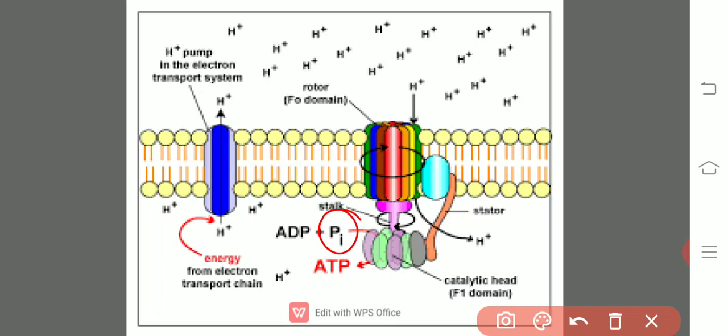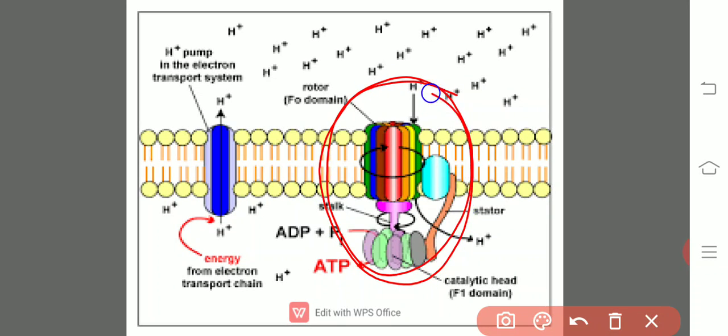Now, the ATP synthase, as we are seeing, this entire thing is the ATP synthase enzyme. It is also known as enzyme complex 5, multi-protein complex 5 in the electron transport system. This ATP synthase enzyme is present in the inner membrane of the mitochondria.